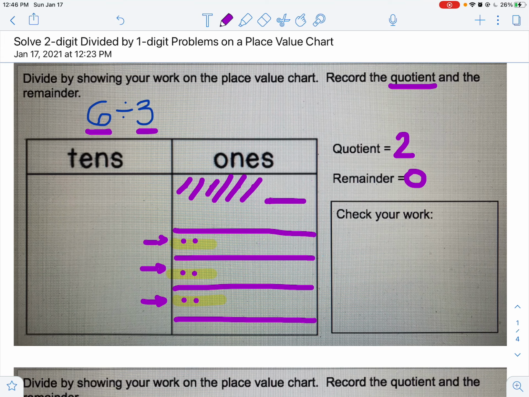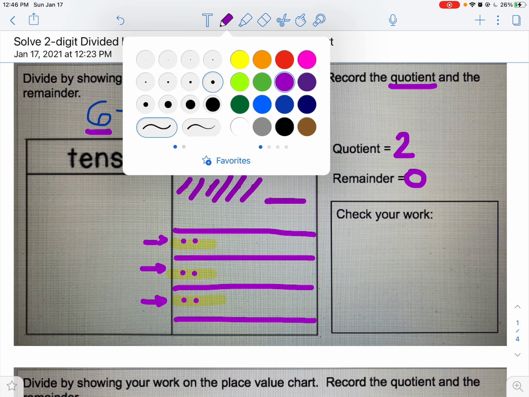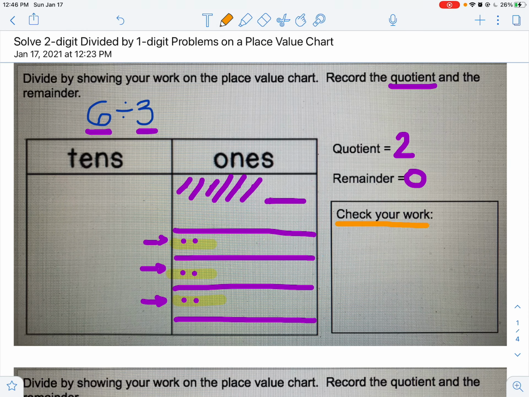The second piece is to check your work, and here's how you're going to check your work. Okay, you are going to use your multiplication strategies to check your work. So what you're going to do is take your quotient, in this case it's 2, and multiply it by the number of groups you had to make, or the number you divided by, which is 3, and I got 6. Did it give me my dividend, the first number in my division problem? It did, so I know my answer must be accurate.